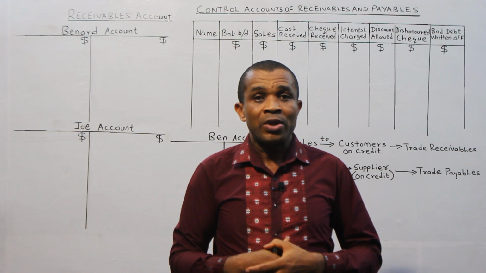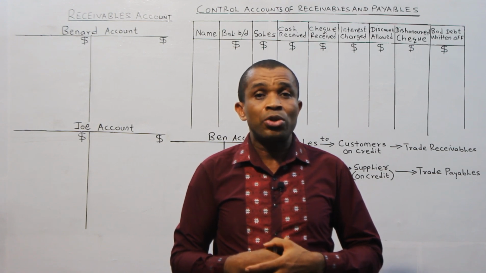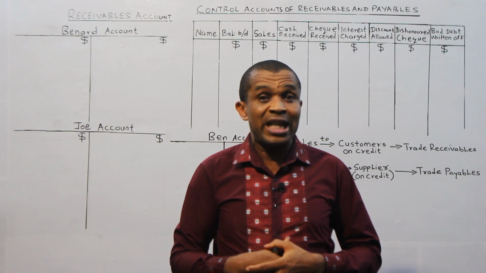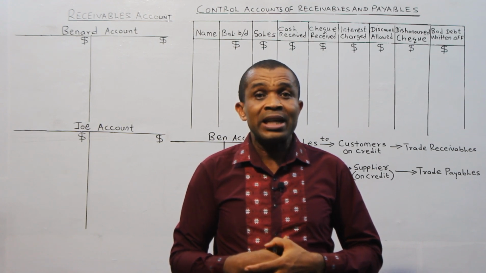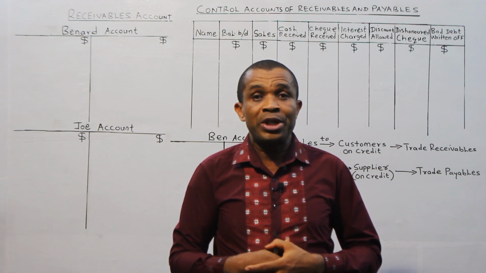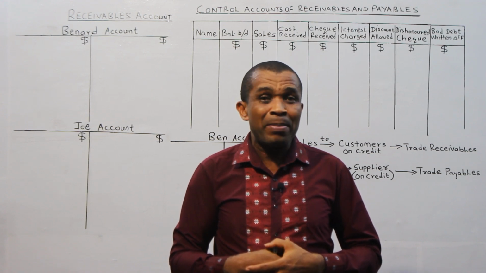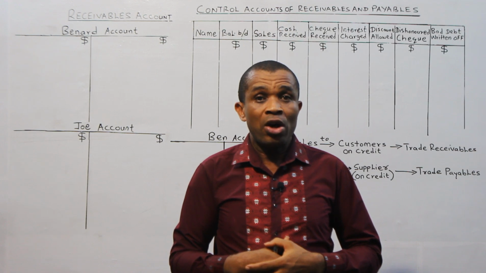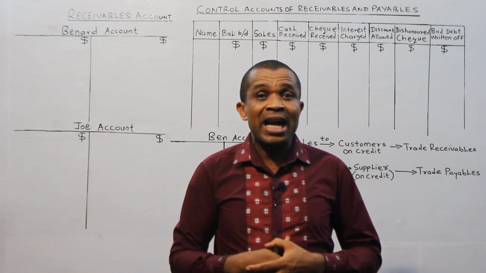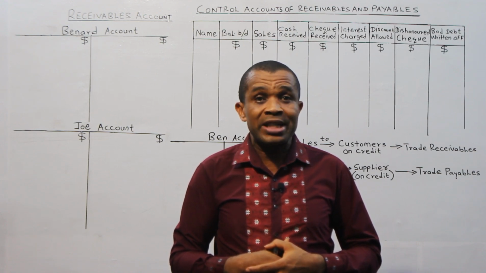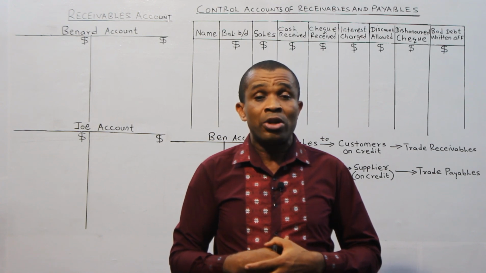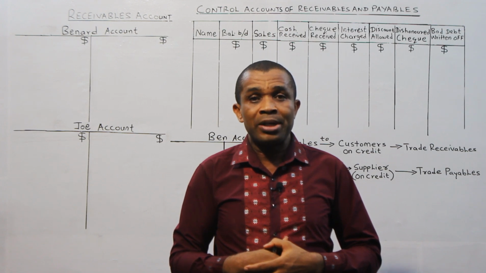For instance, if goods are sold to receivables on credit for $1,000, it should be debited. And if we receive cash of $500 from receivables, it should be credited, because cash received reduces the amount that receivables are owing. If there is discount allowed, it should be credited to the receivables control account, because it reduces the amount receivables are owing.